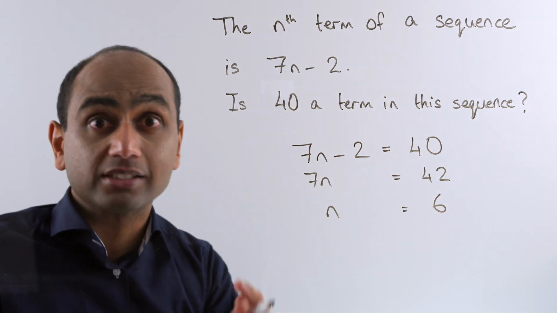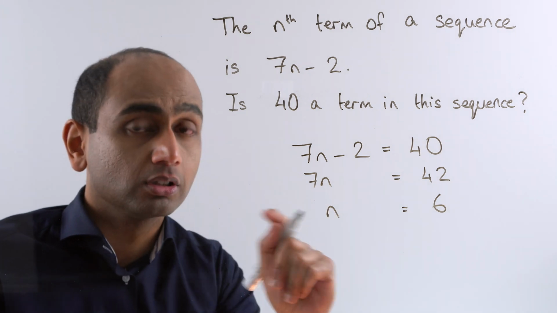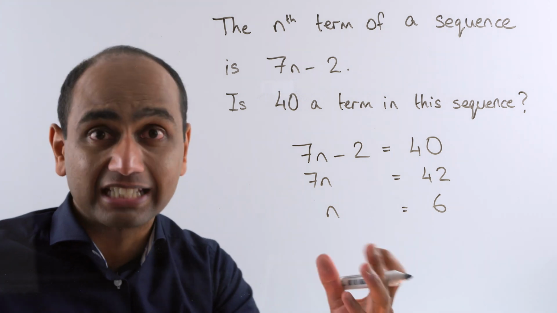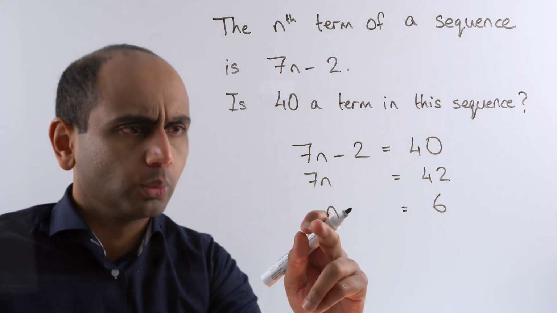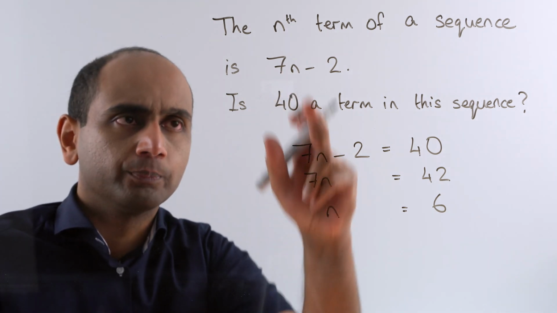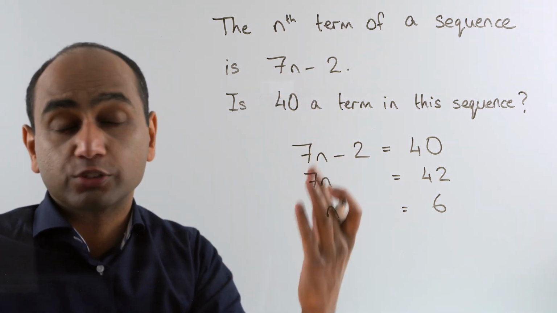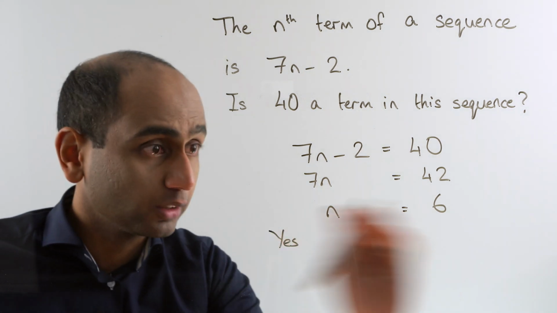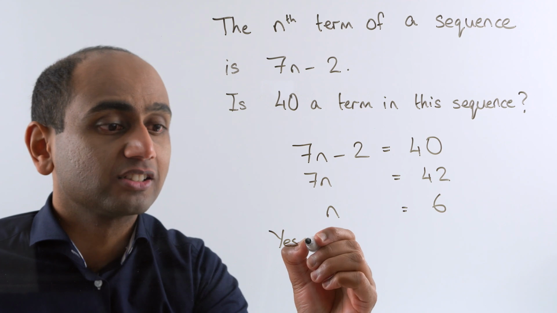And the nice thing about doing this is that not only do I know it's in the sequence, I know it's the 6th term of the sequence. It's when n is 6. And we can just test that. When n is 6, let's substitute that in. 7 times 6 is 42. Subtract the 2, that's 40. Yes, 40 is in the sequence. And not only that, I know it is the 6th term.